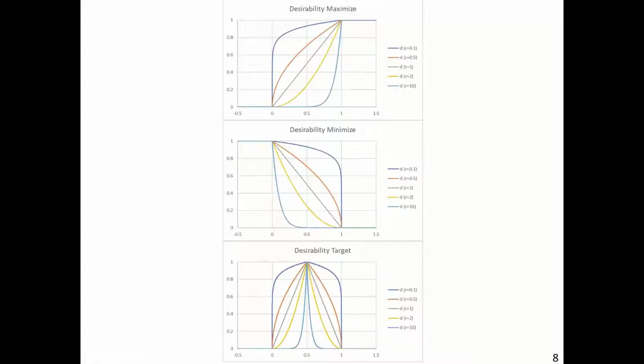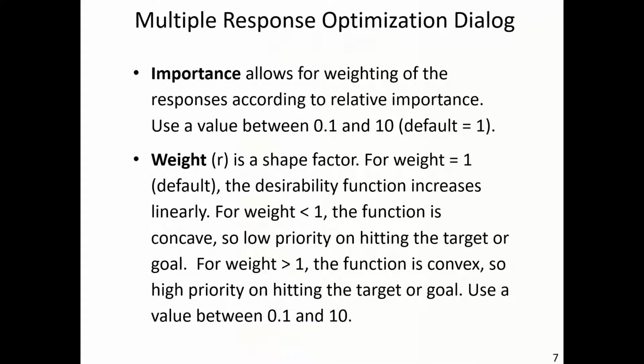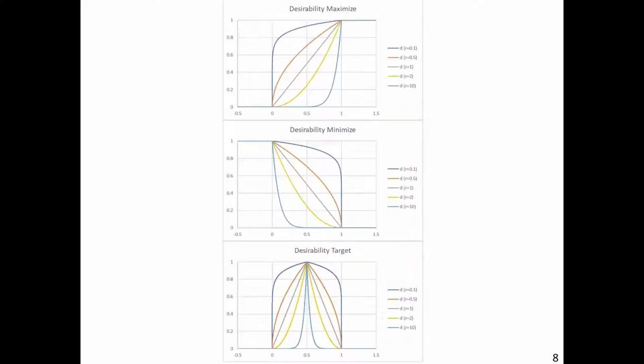So I like this diagram to help illustrate the selection of weight. We will use just a weight of 1, but it's important for your flexibility to realize that you have this ability to control both importance and weight.